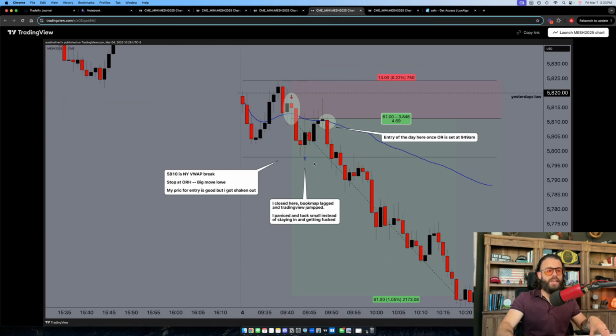The trade to be in was to not be in before the opening range was set, but instead be in here 5 minutes after the range is set, at a similar price, basically the same price, but off of that VWAP for that move lower.